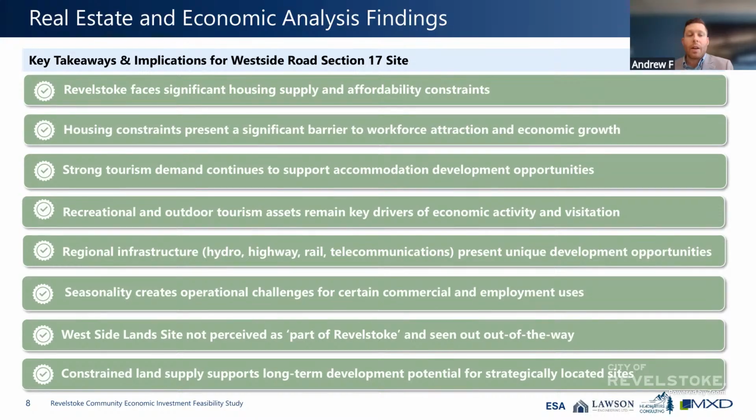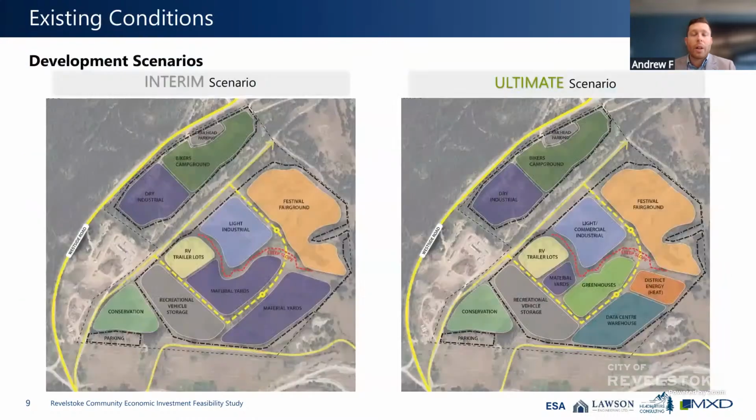And then a constrained land supply within Revelstoke as a whole makes it a very strategically located site because there's not a lot of room for employment uses left in Revelstoke. The current industrial area is primarily built out. There's that definite potential that people have noted off of that, and that came out of our research as well.